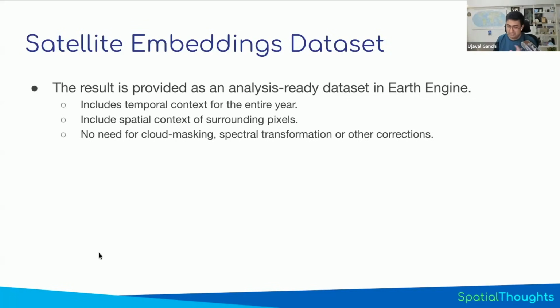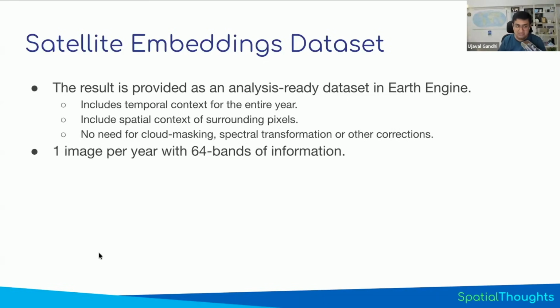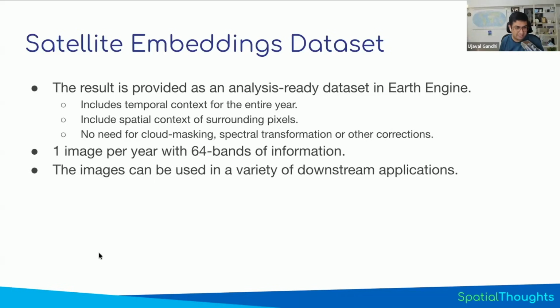All of the dataset is cloud masked and gap filled. So again, the dataset doesn't have any gaps. There are no clouds, and no correction is needed. You can just directly use that. You get one image per year with 64 bands, which can be used later for applications.